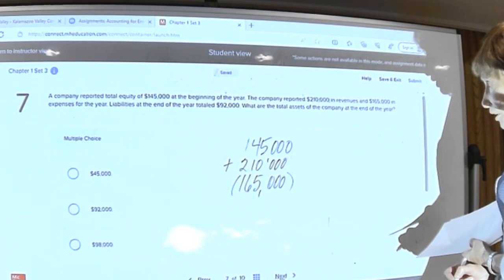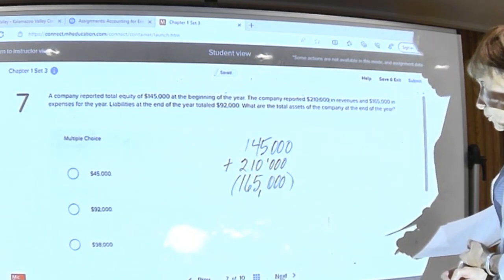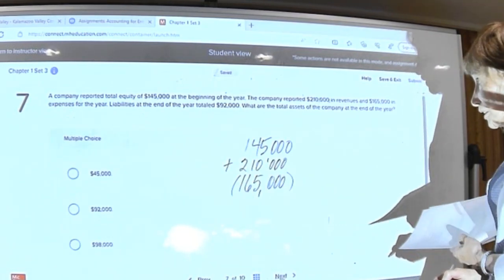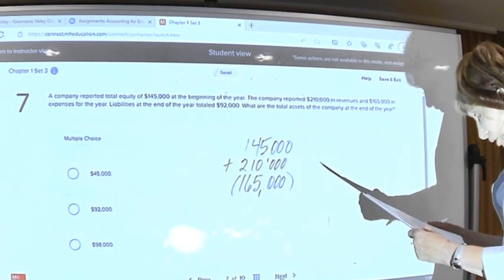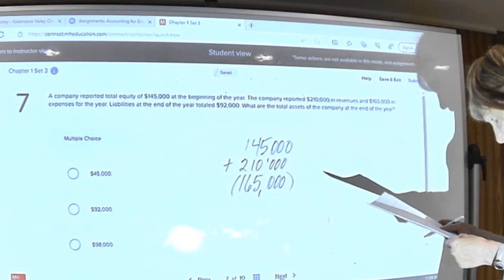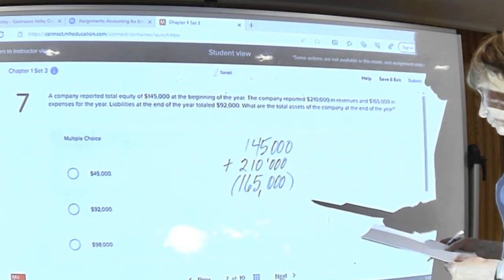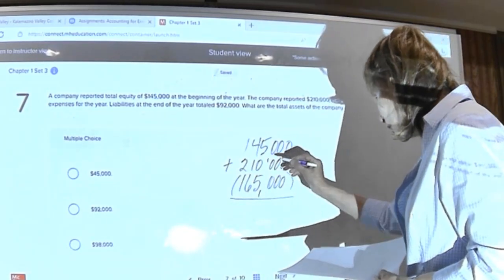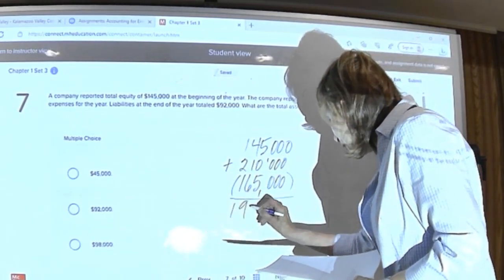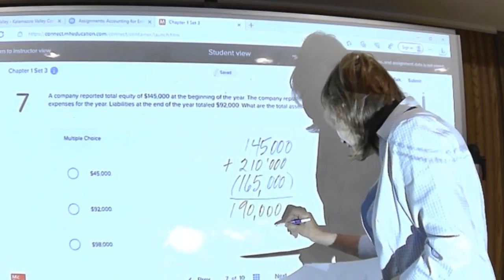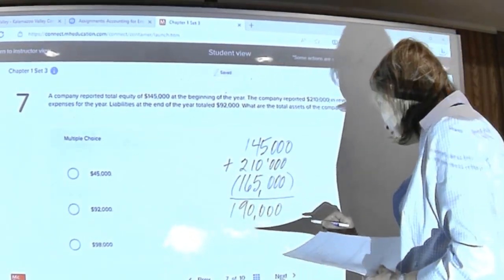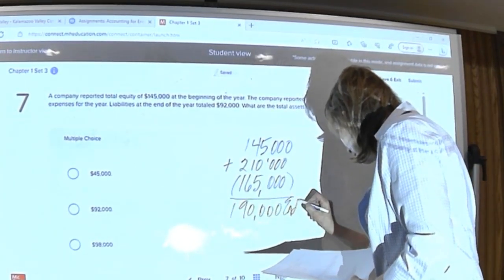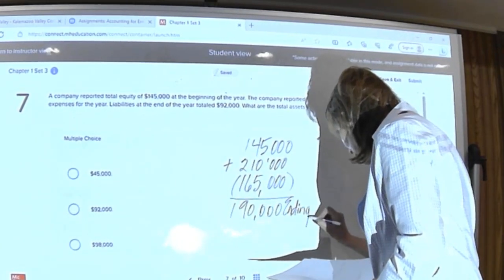They also have liabilities of 92,000 at the end of the year. Okay? So their equity with these changes finishes up the year at 190,000. There's your ending equity. Let's label it for you. Sorry about the sloppy writing.